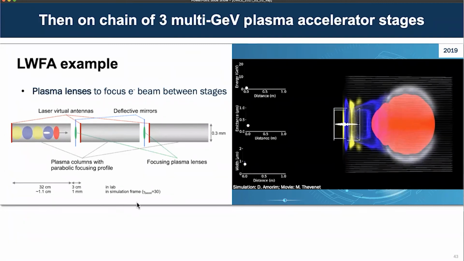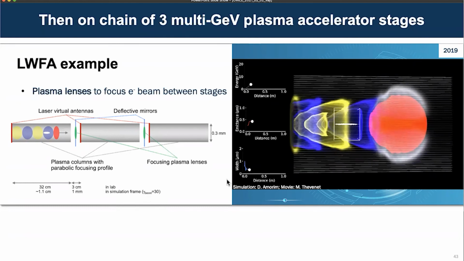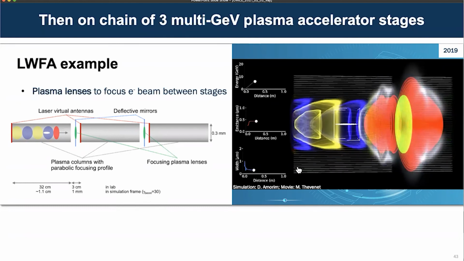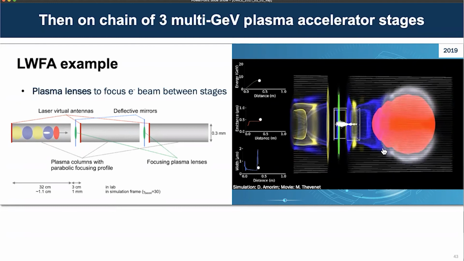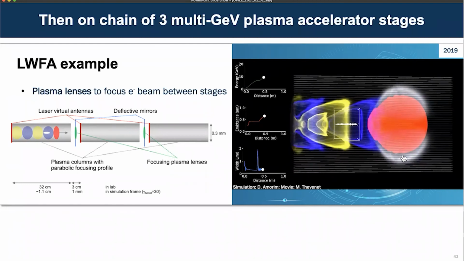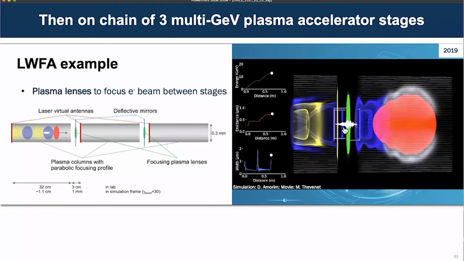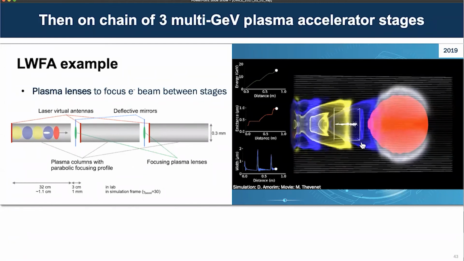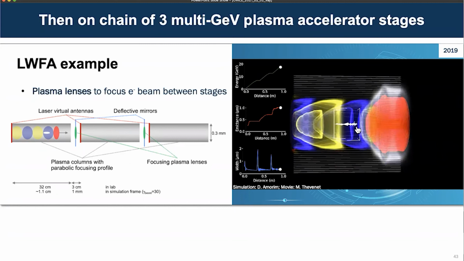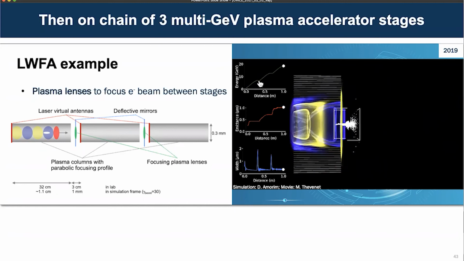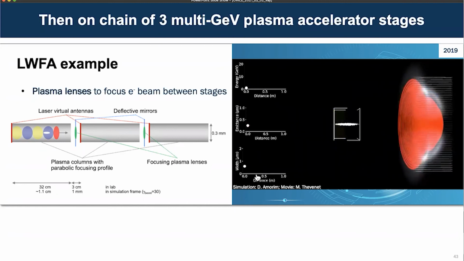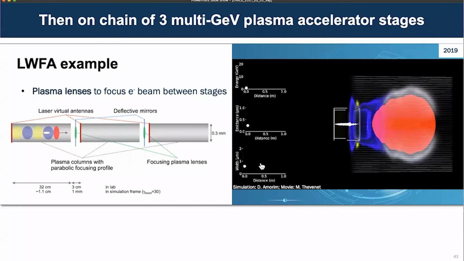And so that was a simulation in a frame of gamma boost equal 30. And you see the evolution here in the boosted frame, the laser, the wake. You see how the beam expands radially and it's refocused by the focusing lens. And you see the evolution of energy, emittance, and beam width on the right.